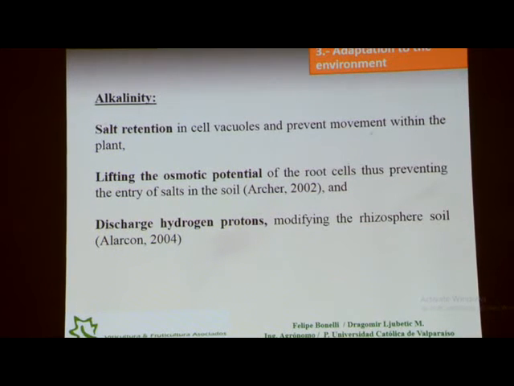Regarding the rootstock, well, there are different ways for the rootstock to resist salinity: retention of salt in the vacuole cells, lifting the osmotic potential, and discharging hydrogen protons, modifying the rhizosphere of the soil.